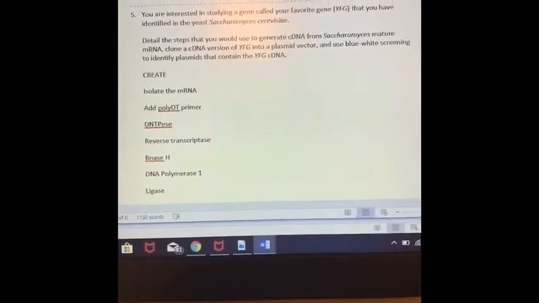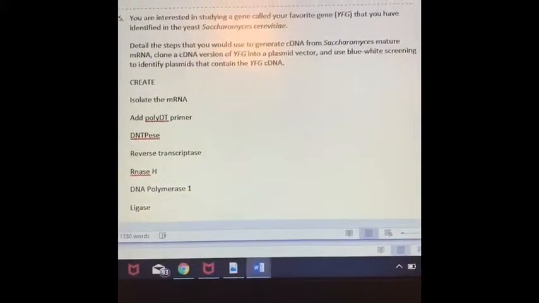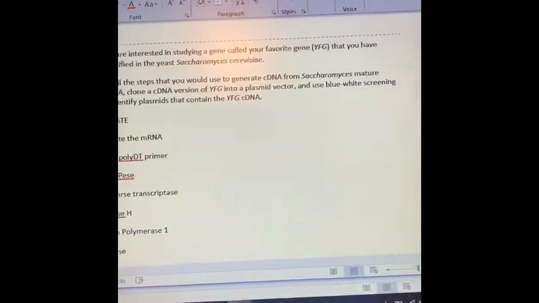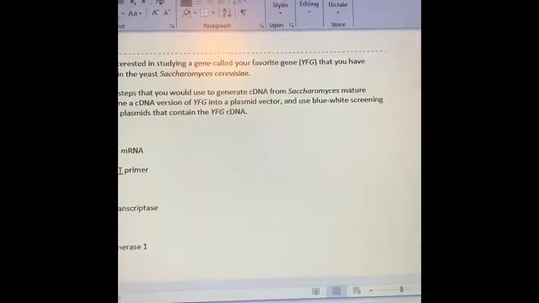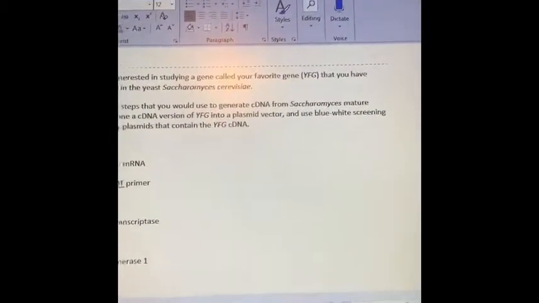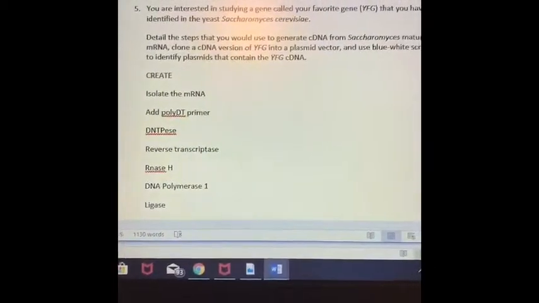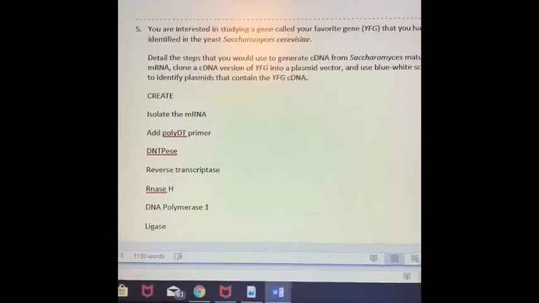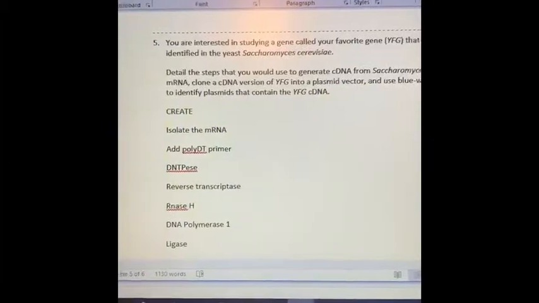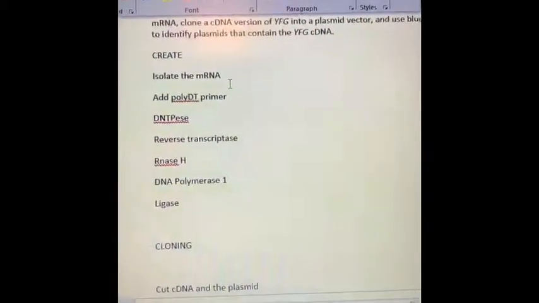Hey guys, here we have the week 13 group problems, and we're going to do 5 and 6. For 5, you are interested in studying a gene called your favorite gene that you have identified in yeast. Detail the steps that you would use to generate cDNA and clone it, and use blue-white screening to identify plasmids that contain your favorite gene. So to create it, you're going to isolate the mRNA, add the poly-dT primer, and add DNA polymerase, however you say that. And then you're going to add these to splice it all back together, how we already know.